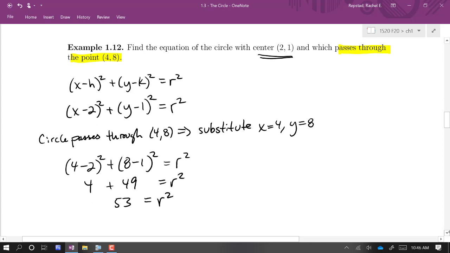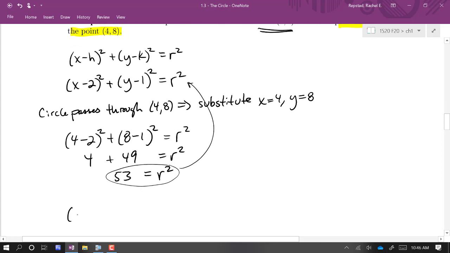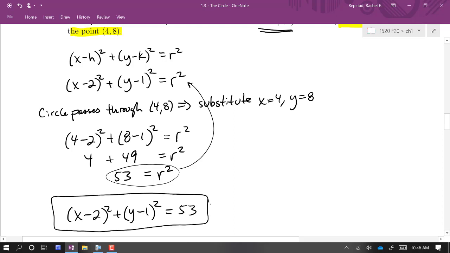They didn't ask me to find the radius, so I'm not going to take the square root, but I know that this is what I'm going to plug in up here. So now the equation of my circle is (x minus 2) squared plus (y minus 1) squared equals 53. And that's what they asked us to find.